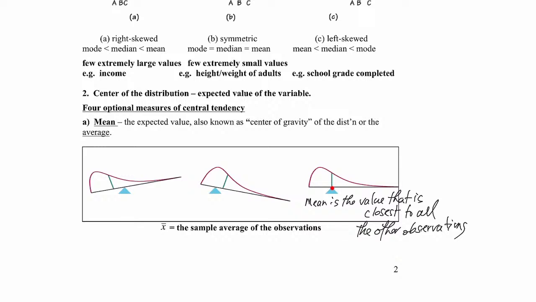It's the value that balances. It's like a mediator, right? It's like a mediator of all the values over here. If you think about these as relationships, it's closest to all of the other observations on either side, and it's like a mediator between them. So it's closest to all the other values, sitting perfectly in a balancing point of all the other values, their quantity and their magnitude, like what they are.